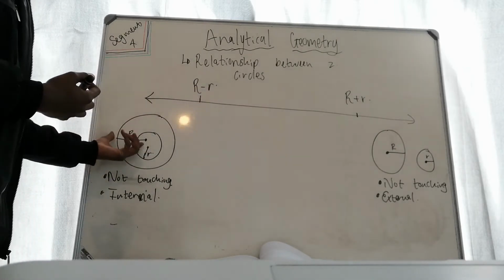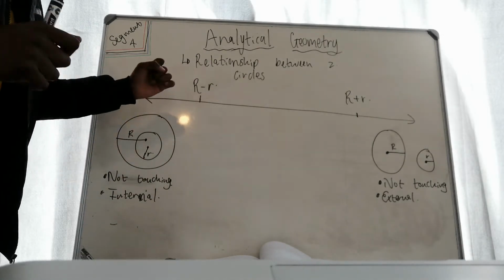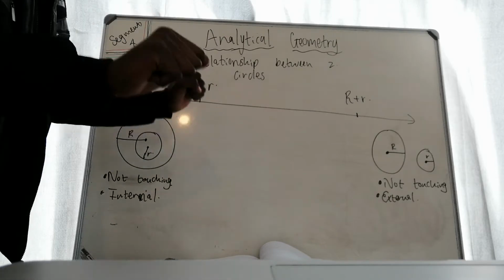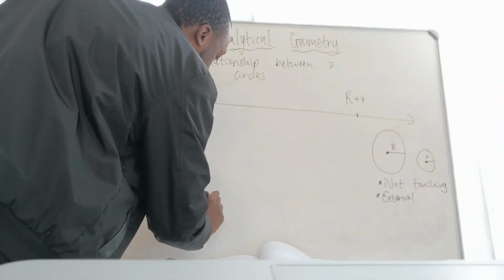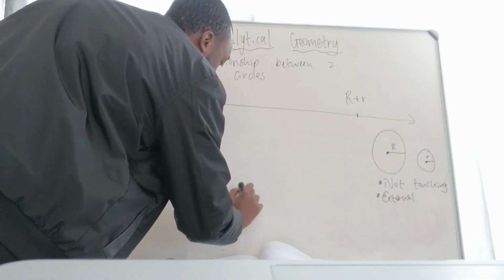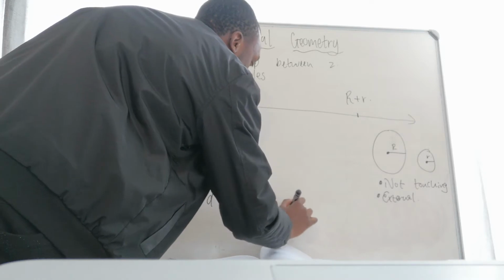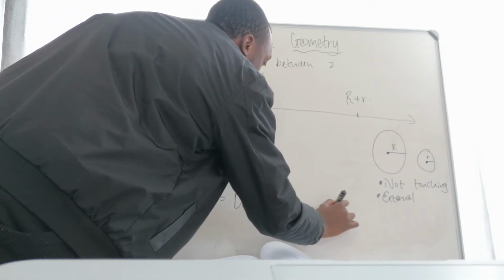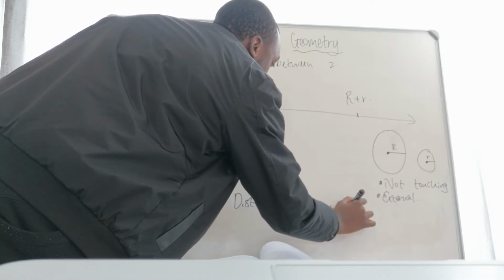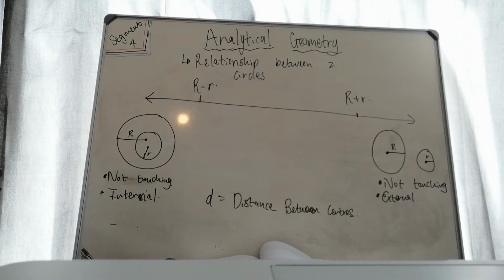As soon as we take the big R and we subtract the small r, and we calculate the distance between the centers, so this D value, we're going to speak more about it. The D stands for the distance between the centers. That's what that D value stands for. It's the distance between the centers.